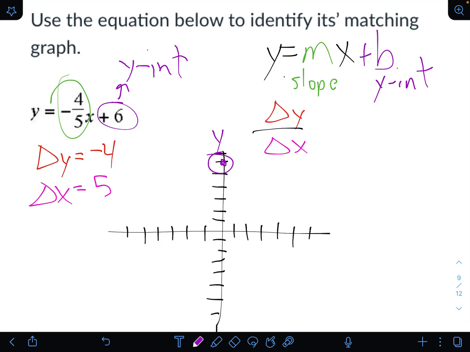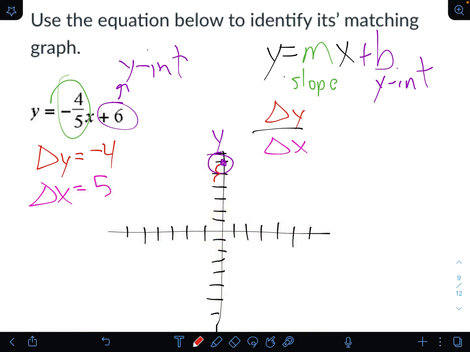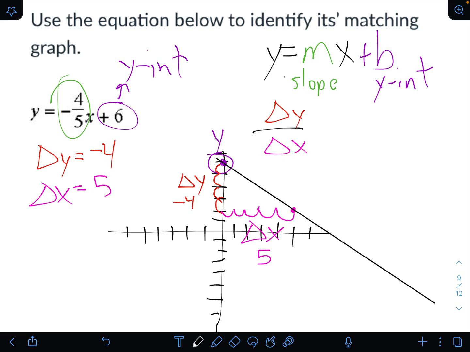And now our slope is -4/5. Or our change in y is -4. 1, 2, 3, 4. So that's our change in y. And our change of x is 5. 1, 2, 3, 4, 5. Okay? And that's our change in x, which is 5. So now we got both of those. Let us make a line. There we go.